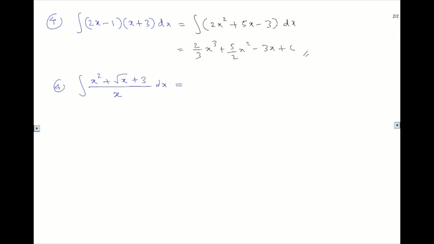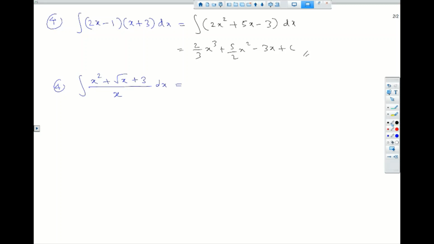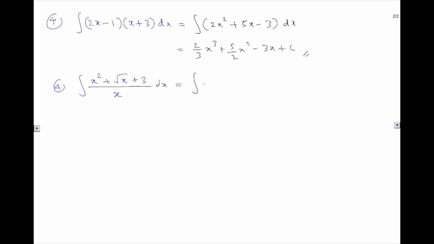So as we did before, what we're going to do is split, and divide all three terms by x. So that means if you do that, you're going to get x when you divide the first term. From the second term, you're going to get 1 over square root x. From the third term, you're going to get 3 over x.